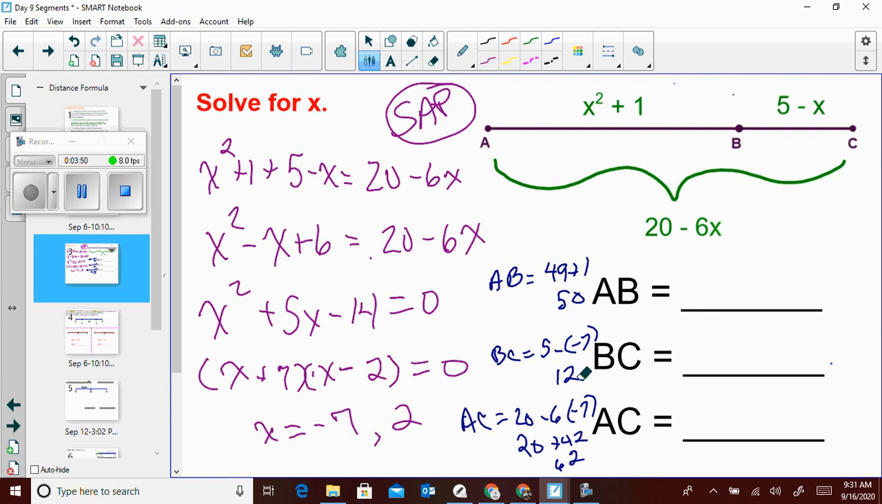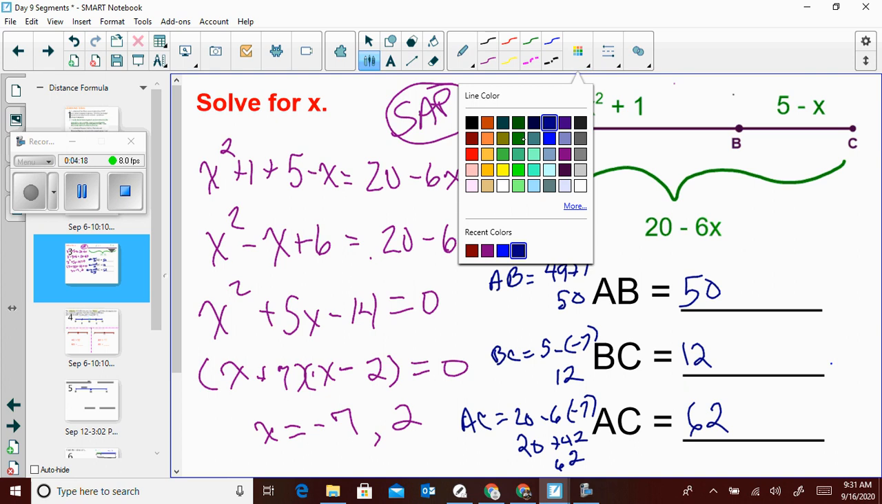All of these values are positive. Just because x is negative does not mean it's not a possible solution. You have to plug it in. If it gives you a positive length, it is a possible solution. These are all possible solutions, and let's look. 50 plus 12 equals 62. So we have AB is 50, BC is 12, AC is 62.